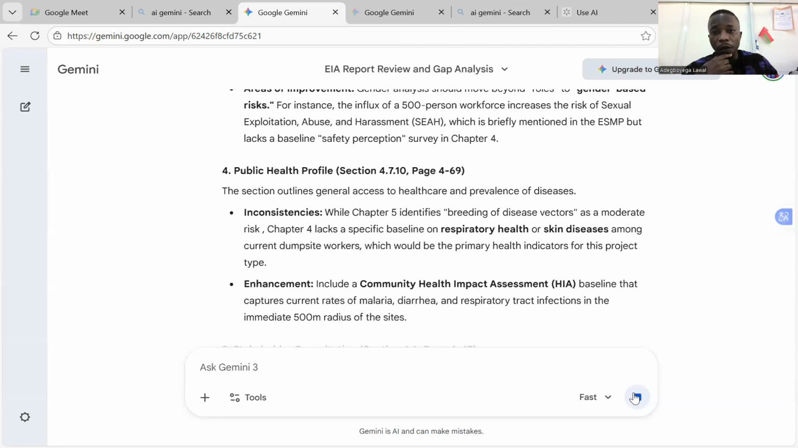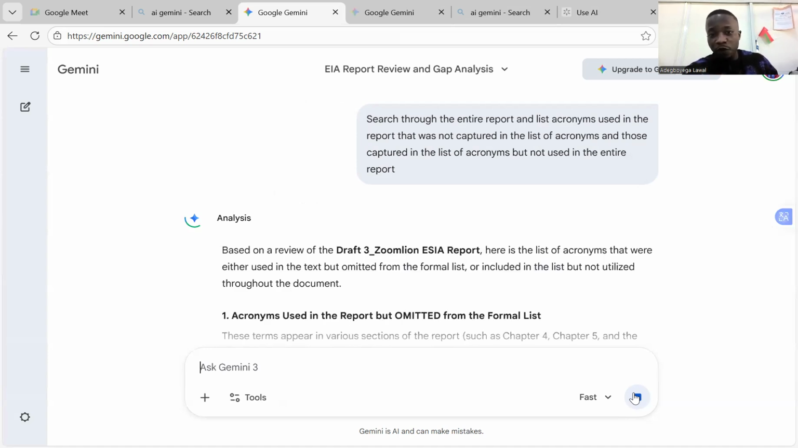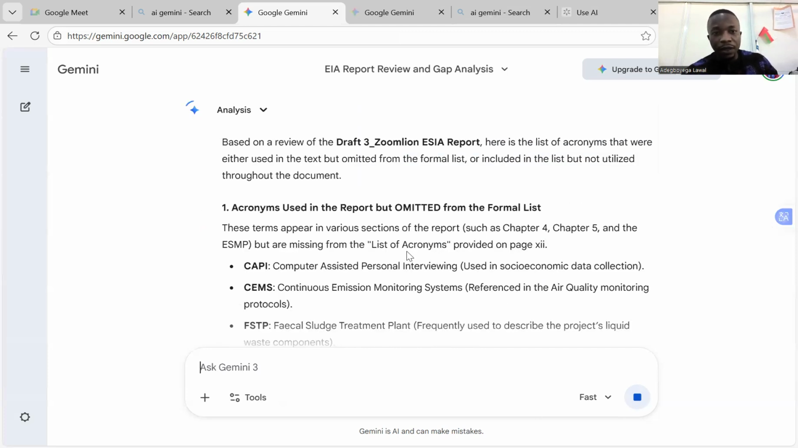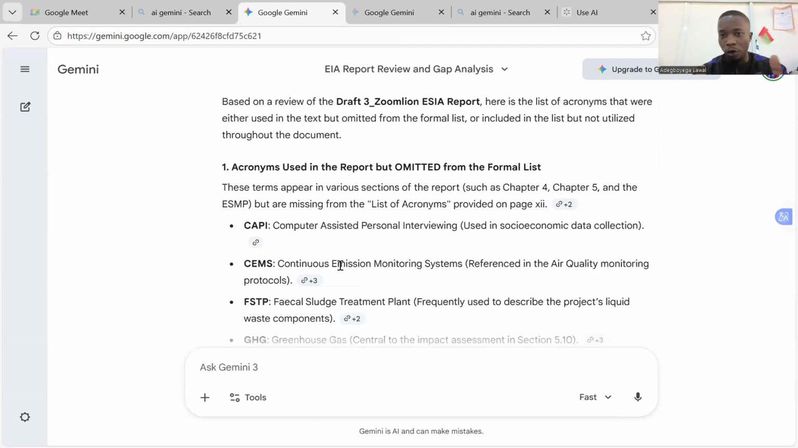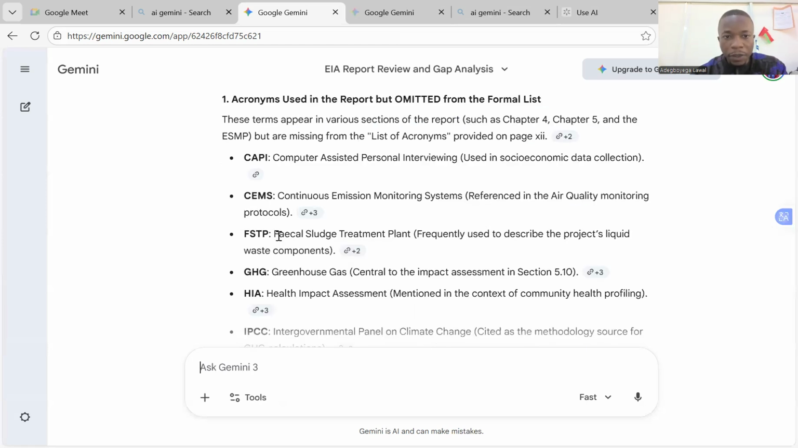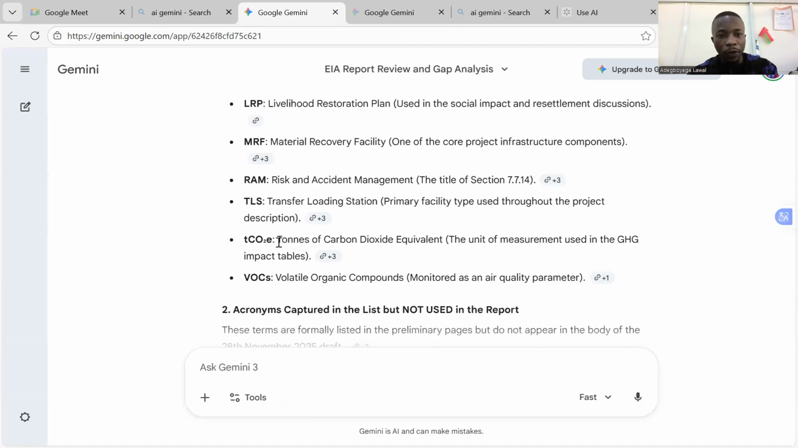You can see this report was uploaded like 2 days ago, but I can still query it even afterwards. You can see it's based on the review of Zoom Lion Tree. These are acronyms used in the report but omitted. You can see there are more than what was analyzed in the first place. So this is another way for you to get more information by asking questions that you feel you need answers to. CAPI was used, CEMS was used, FSTP. So these are acronyms used in the report but omitted in the formal list. So these are comments you can add.